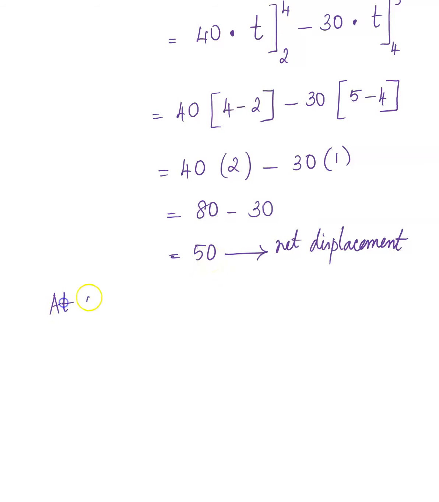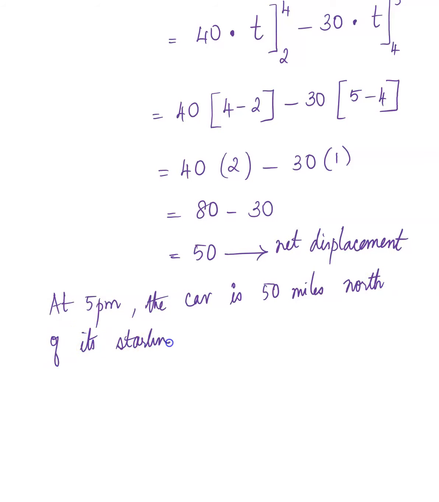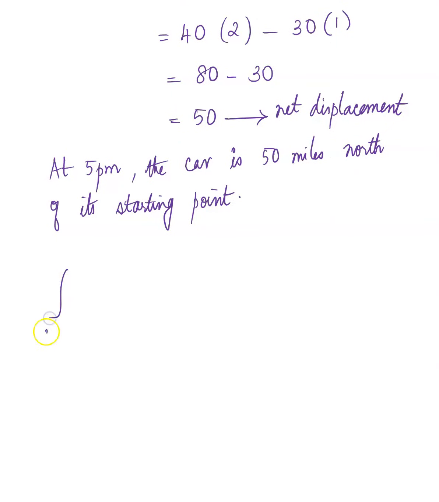So what this means is at 5 p.m., right, that's where the story ends, at 5 p.m. it's a positive value, right? So you know that the car is 50 miles north of its starting point. The positive value indicates the direction, the north direction. Now if I want to find the total distance traveled, 2 to 5, I'm going to throw in the absolute value.